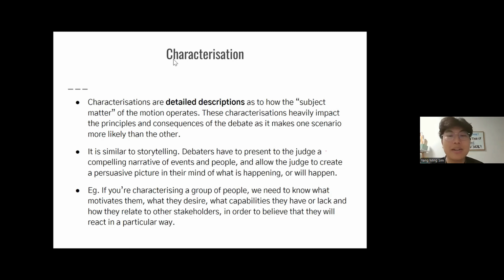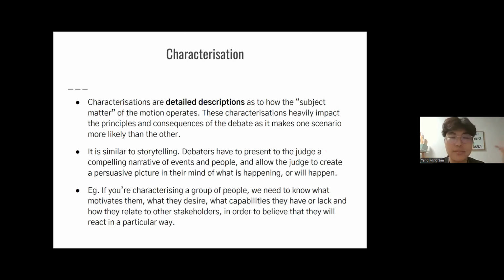They want you to storytell. Debaters, you have to present to the judge a compelling narrative of events and the people and allow the judge to create a persuasive picture in their mind of what is happening or will happen. What this means is that when someone is judging the debate, they expect to have a picture in their mind. You are the artist and you have to paint that picture in their mind to explain how these things will work.